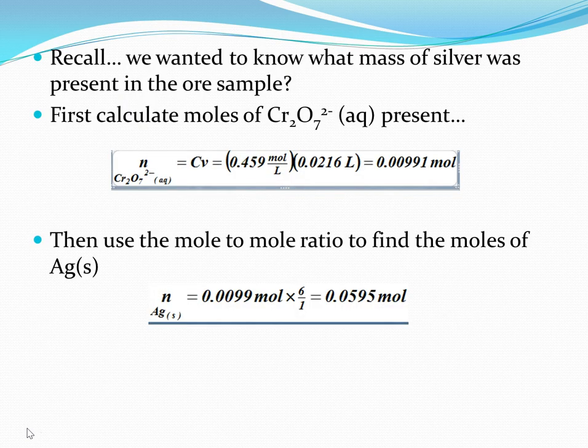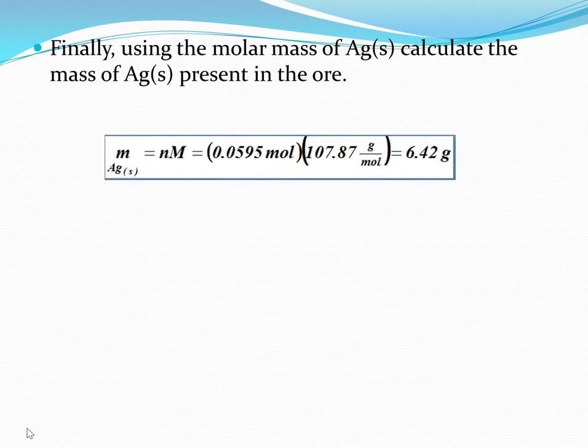As in all stoichiometry problems, you will need to determine the chemical amount in moles of your known quantity. In this case, you know the concentration and volume of potassium dichromate, and you can use these values to determine the number of moles of the dichromate ions. Once you have the moles of your known quantity, you will use a mole ratio from your balanced equation to determine the number of moles of silver. Then you can use the number of moles of silver and the molar mass of silver to determine the mass of silver in the ore sample.